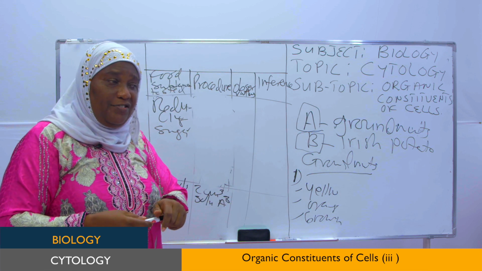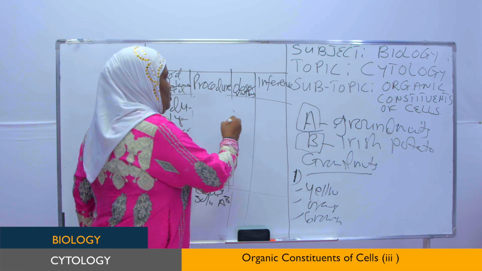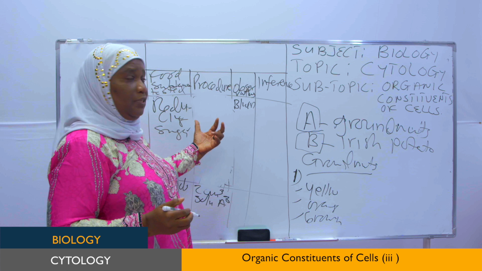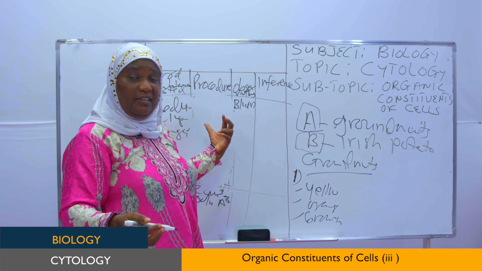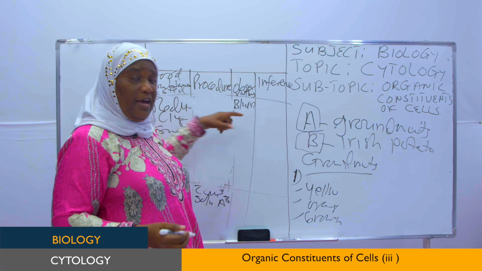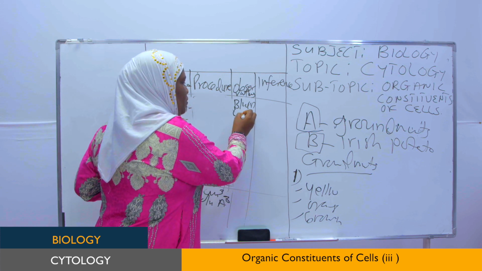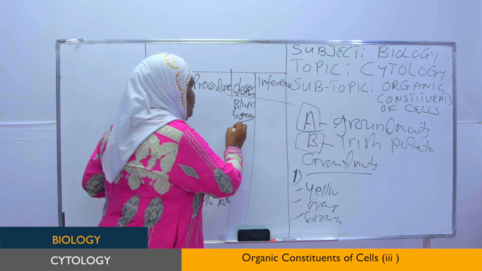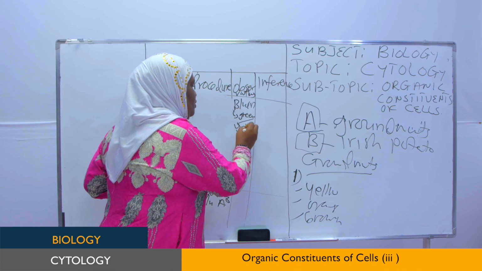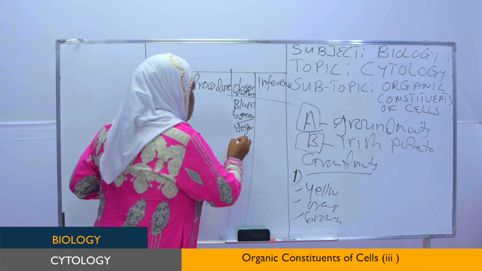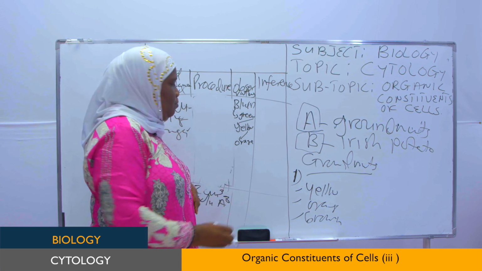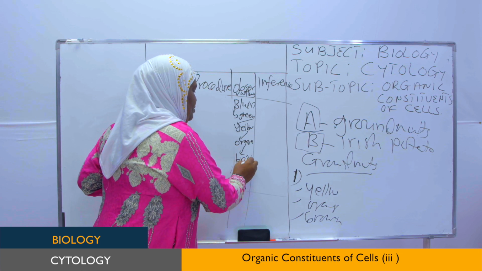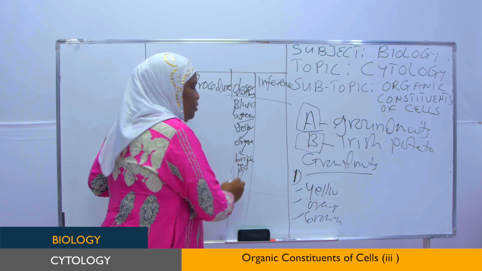We expect to get the color changes from bluish color because you added what? Benedict solution is bluish in color. So the color should start from here to greenish color, from green to yellow, from yellow to orange, from orange to brick red precipitation.